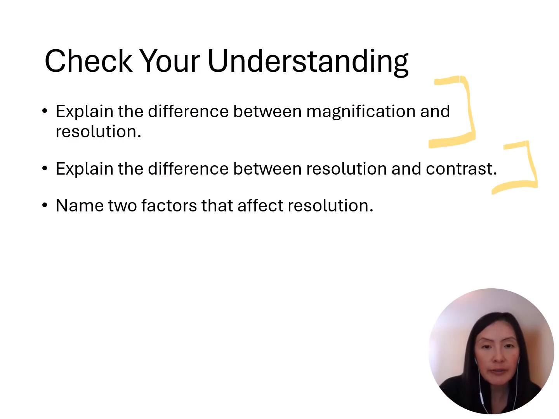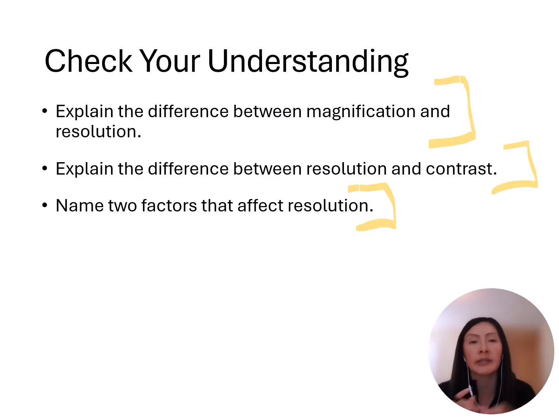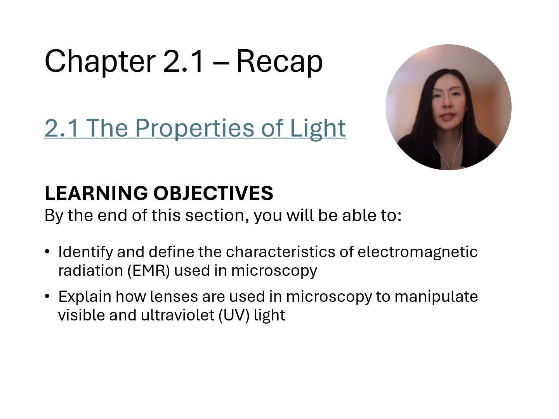Two factors that affect resolution. We talked about wavelength. Remember that shorter wavelengths provide better resolution, and numerical aperture, which is usually written on that objective lens. The higher the numerical aperture, the better the resolution. That takes us to the end of section 2.1. Gather your notes and try to answer these learning objectives in detail.